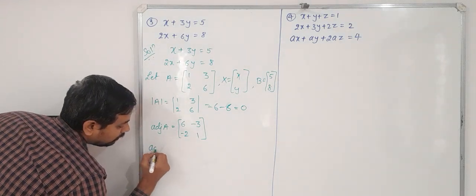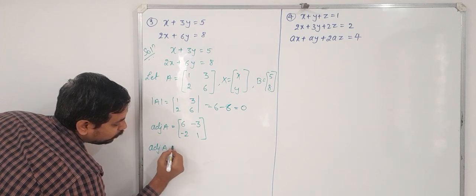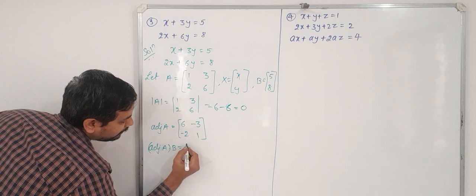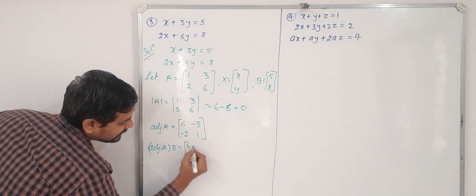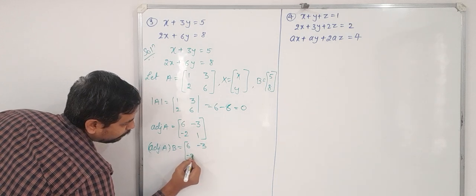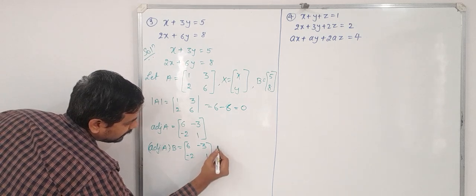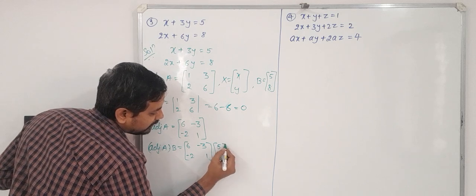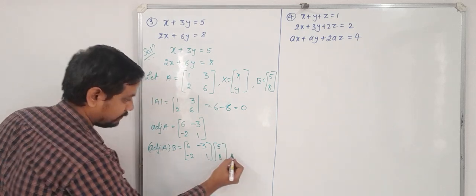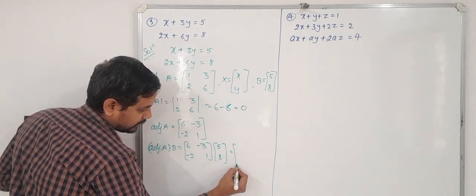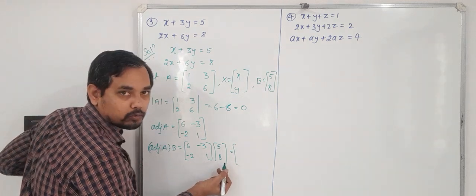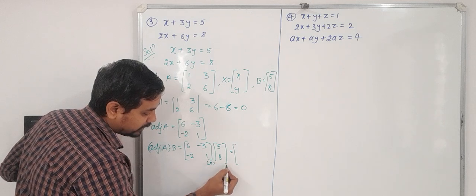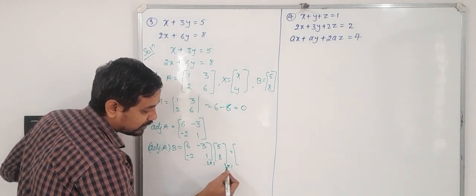Now, adjoint A into B. Adjoint A into B will be what? 6, minus 3, minus 2, 1 into what is B? 5 comma 8, right? So see, this is a 2 cross 2 matrix, it is a 2 cross 1 matrix. So the resultant will be a 2 cross 1 matrix, right?